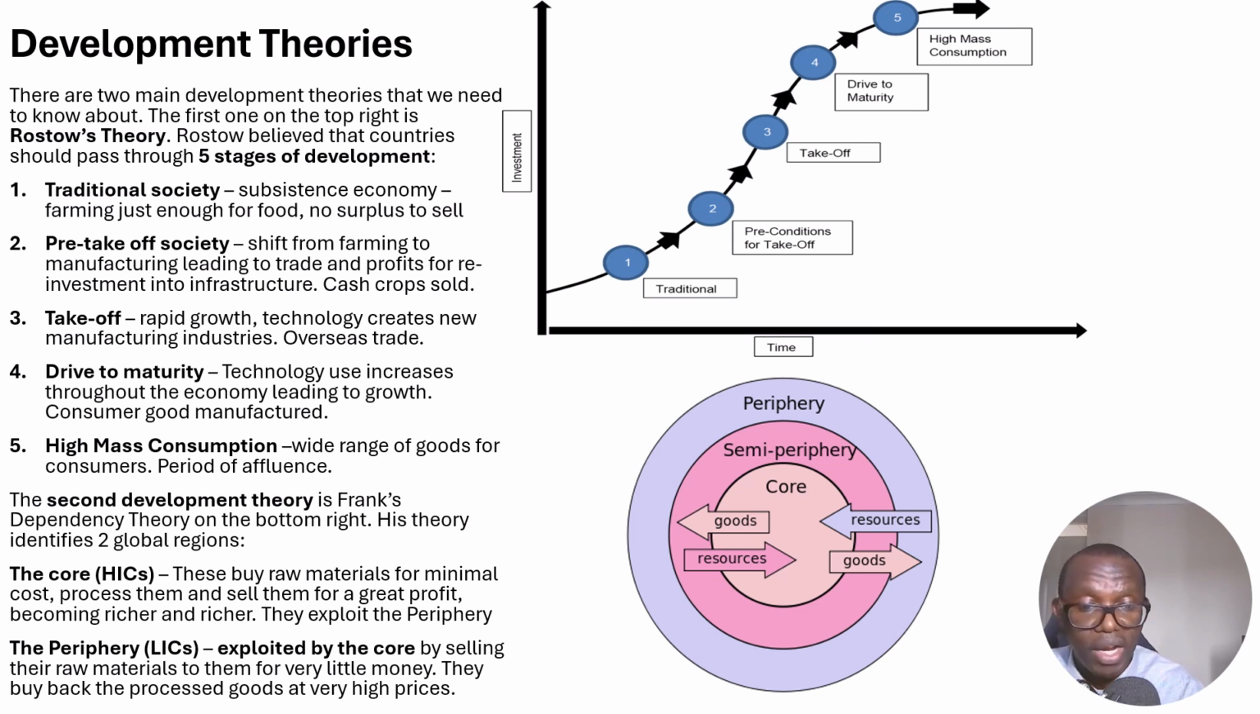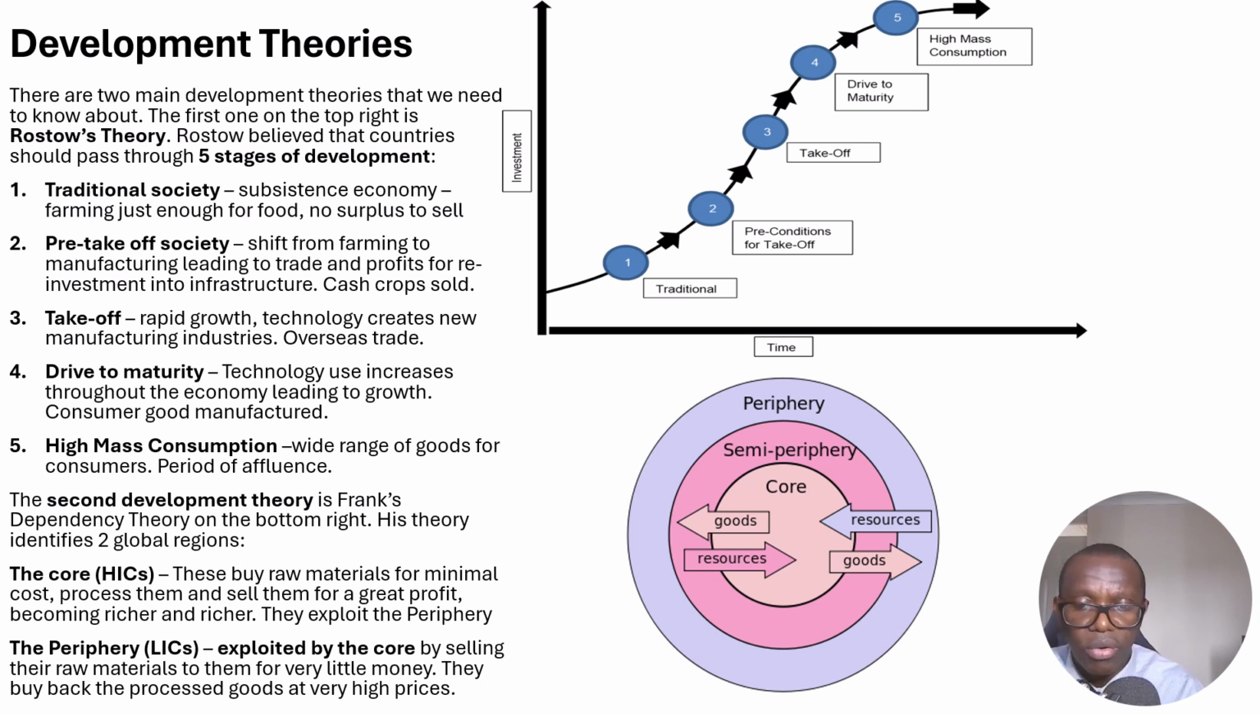Then we have the 5th and last stage, which is the stage of high mass consumption. At this stage, the country has a wide range of goods for the population to choose from and buy. During this stage, the country is fairly wealthy, and we are talking about a period of affluence, and people can afford to buy goods and services at high prices, and the population of that particular country has a good quality of life.